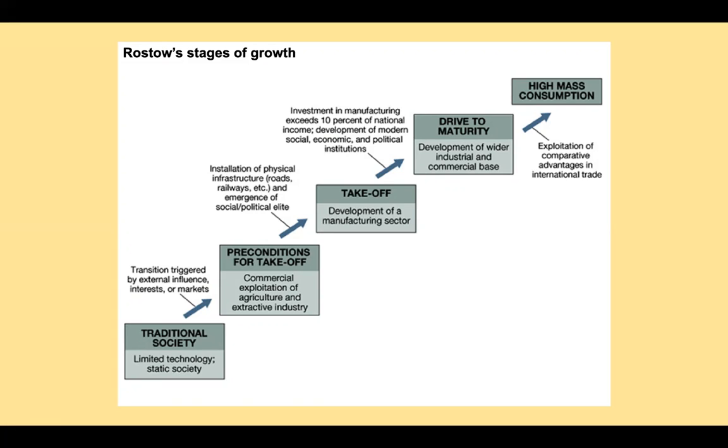This first stage is the stage of a traditional society where there's limited technology and limited change and very limited activity, low productivity, often exclusively agricultural economic activity, very primitive means of agricultural production, often entirely dependent on the seasons, and so on and so forth. In general, this is a hyper-primitive traditional society that's not capable of producing great wealth or income.